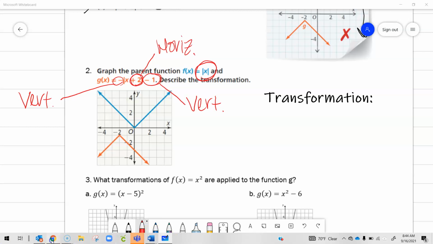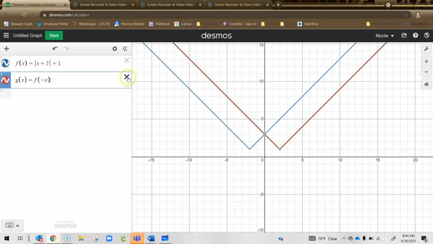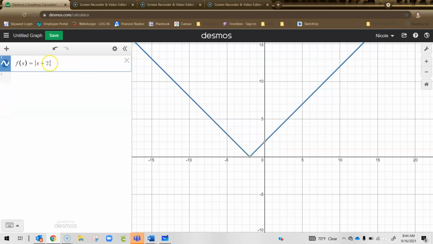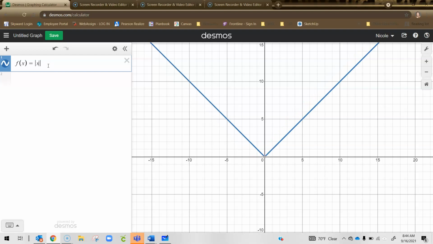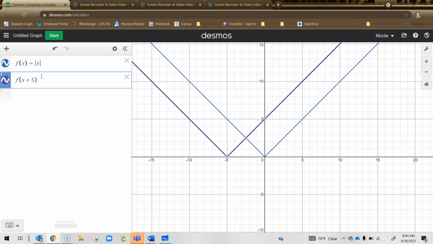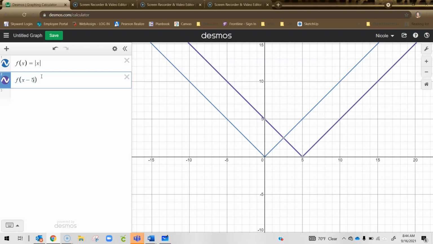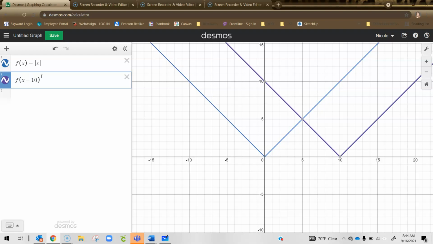Now I'm going to go back to Desmos, and we're just going to review what adding, subtracting, and multiplying will do to a graph. Here's just the parent function, absolute value of x. Notice that when I'm on the inside of the function, it's going to affect it horizontally. So if I add 5, it shifts it to the left 5. If I subtract 5, it shifts it to the right 5. Same thing if I were to add 2, left 2. Subtract 10, goes to the right 10.